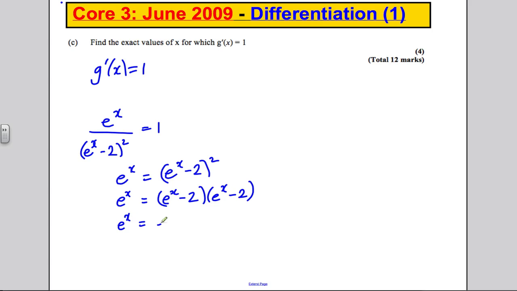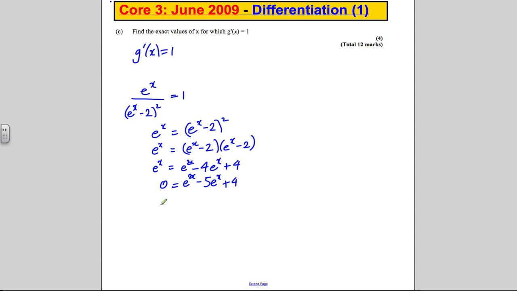E to the x times e to the x is e to the 2x, and that would be negative 4e to the x plus 4. Make one side 0, so it'd be e to the 2x subtract 5e to the x plus 4. This is a quadratic in disguise. It would be e to the x, e to the x. It would be subtract 1, subtract 4.